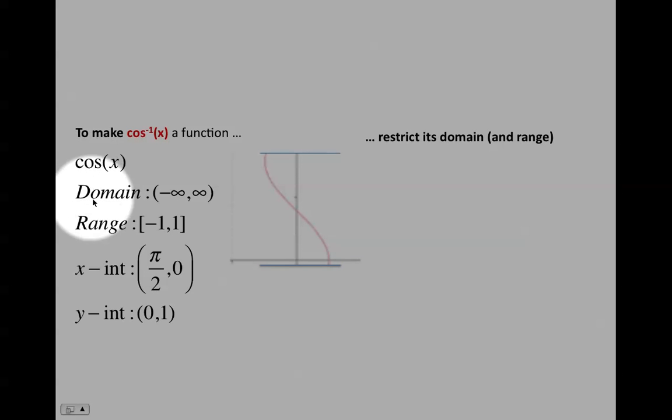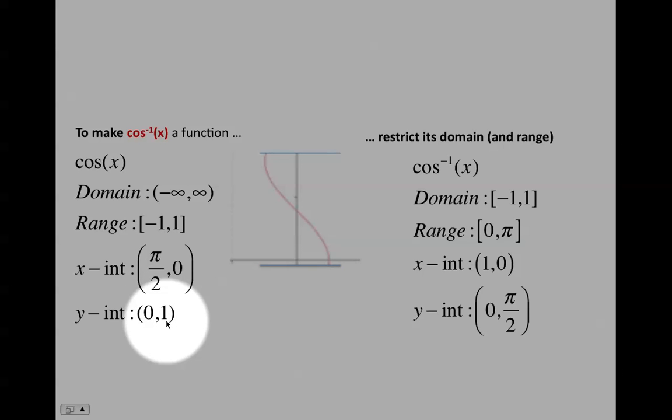And let's compare. Cosine has a domain of all real numbers, a range of -1 to 1. The y-intercept is 0, 1, and there are a lot of x-intercepts here. For the cosine inverse function, you have a domain from -1 to 1, so that's the same as the range of the cosine function. Now the range, once again, it's restricted. It inherits a restriction, so it doesn't go to negative infinity and positive infinity. It goes from 0 up to pi.